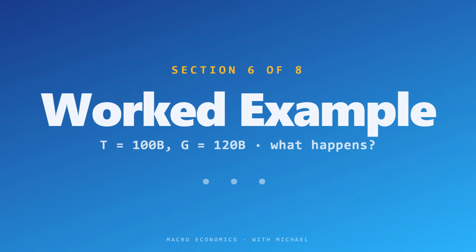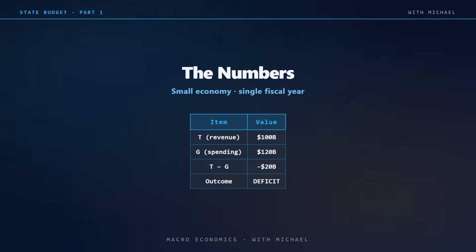Section 6. A simple worked example. Suppose a small economy has the following budget. Total tax revenue T equals 100 billion. Total government spending G equals 120 billion. The budget balance is T minus G. 100 minus 120 equals negative 20 billion. The government has a deficit of 20 billion.